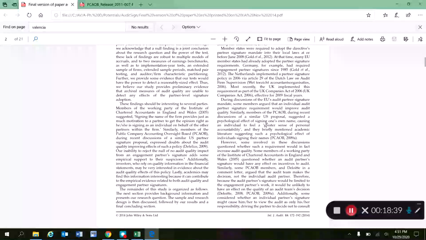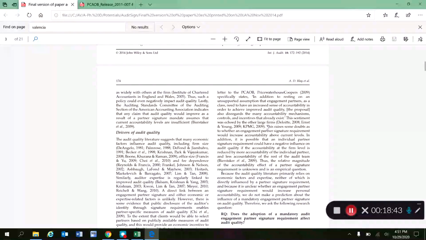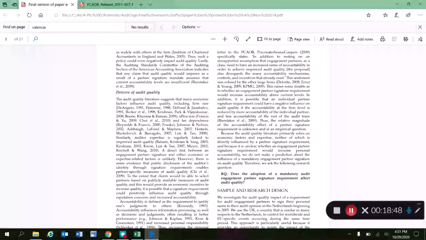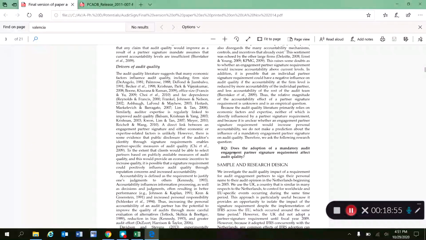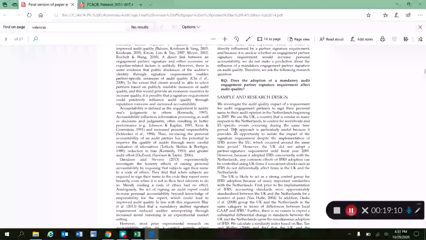And what we thought had not been explained was simply the fact that there's enough of an economic incentive by the auditor, the partner, to perform well, independent of whether they put their name or not. Okay, so this is where our research question states, does the adoption of a mandatory audit engagement partner signature requirement affect audit quality? And that's what we look at. So when we look at this, and I don't want to get into too many details here, we have to define what audit quality is.